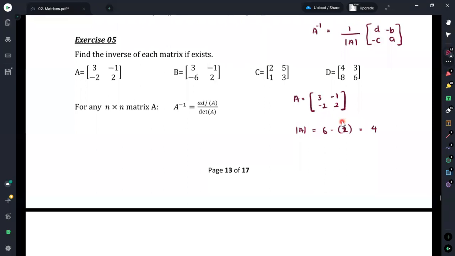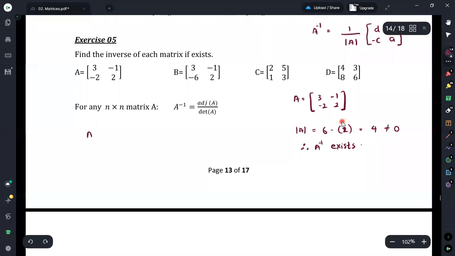It means that here we are using the determinant in the denominator of this fraction. That is why the determinant of A cannot be equal to 0. If this value becomes 0, then this will go to infinity. Therefore, we can say that A inverse does not exist. But in this situation, this does not equal 0. Therefore, we can say that A inverse exists.